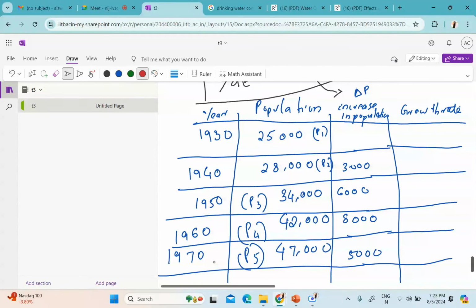So for the growth rate, you have to write delta P1, 2, 3, 4. Okay, then you have to calculate this delta P1 divided by P1, delta P2 by P2, delta P3 by P3, delta P4 by P4. So you calculate this and write the values here. That is the growth rate.